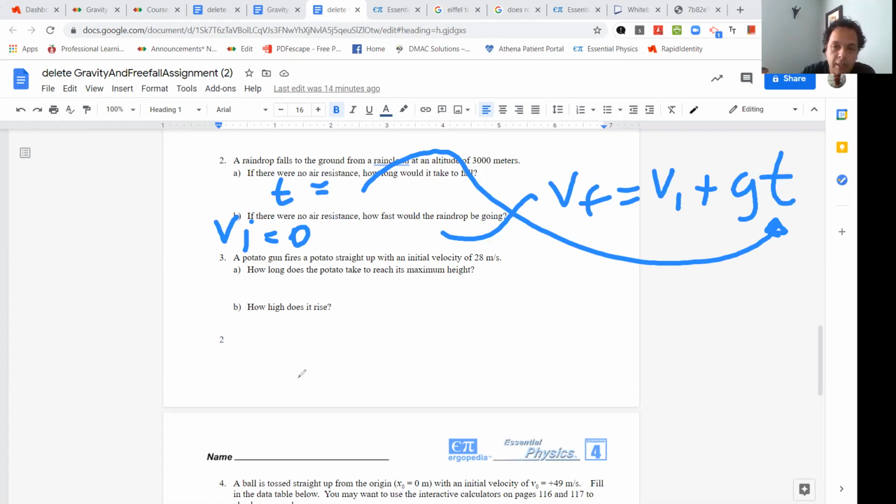Here's the potato gun one. So you fire a potato in the air. It's talking about the maximum height. Let's call it D.